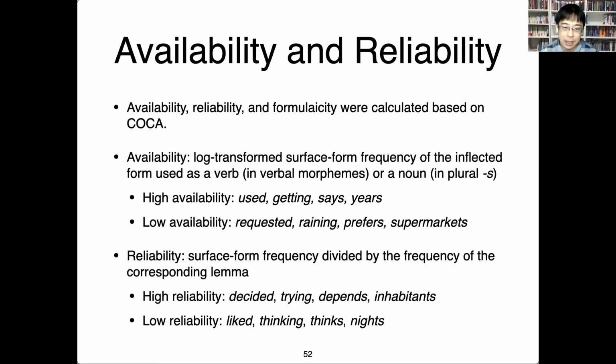Availability, reliability, and formulaicity were calculated based on COCA. Availability was operationalized as the log-transformed surface form frequency of the inflected form used as a verb in the case of verbal morphemes, or noun in the case of plural -s. Words with high availability are those like used, getting, says, and years, whereas words with low availability are those like requested, raining, prefers, and supermarkets. Reliability is basically the availability divided by the frequency of the corresponding lemma. So words with high reliability are those like decided, trying, depends, and inhabitants, whereas words with low reliability are words like liked, thinking, thinks, and nights.